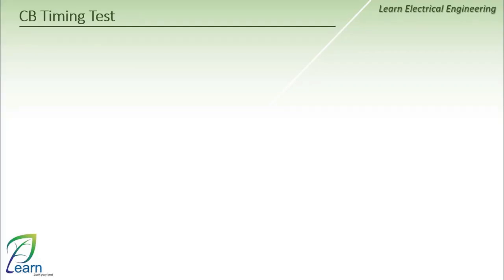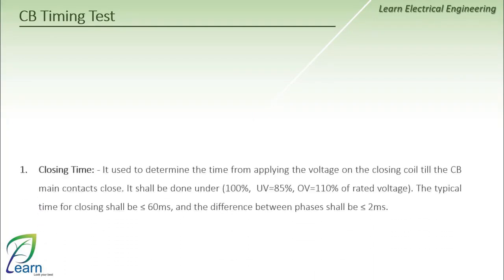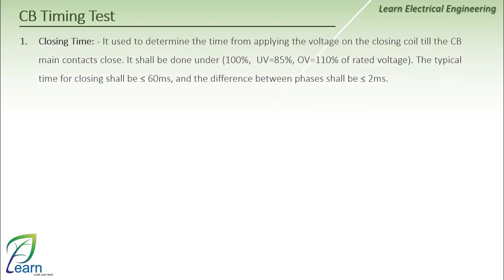Let's now take a look together at the circuit breaker timing test. I am measuring 4 timings for the circuit breaker. The first timing I have is the closing time, which is the time calculated from the moment the close command is issued to the circuit breaker, meaning when voltage is applied to the closing coil of the circuit breaker, until the main poles of the circuit breaker close, not the auxiliary contacts of the circuit breaker. I am talking here about the main poles of the circuit breaker closing.